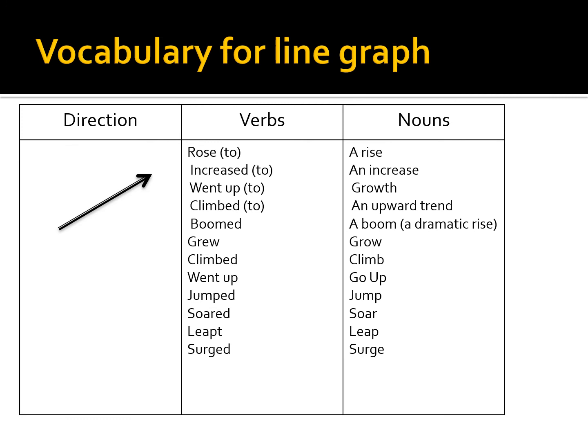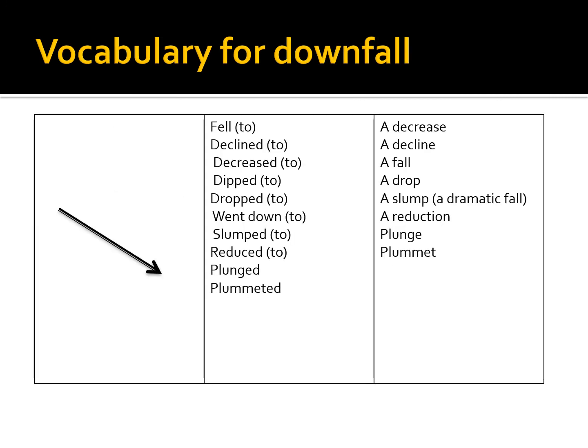Let's move. If you're talking about decrease or a downfall, what are the words that we can use? So if you remember, we were talking about verbs first. It's fell to, decline to, decrease to, dip to, drop to, went down to, slump to, reduced to, plunged, plummeted. And the noun forms are a decrease, a decline, a fall, a drop, a slump or a dramatic fall, a reduction, plunge or plummet.